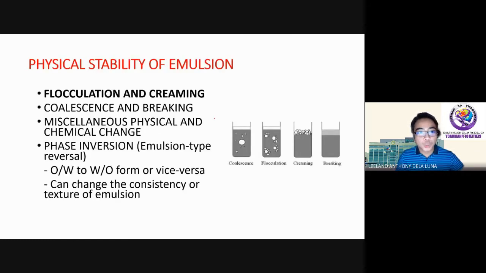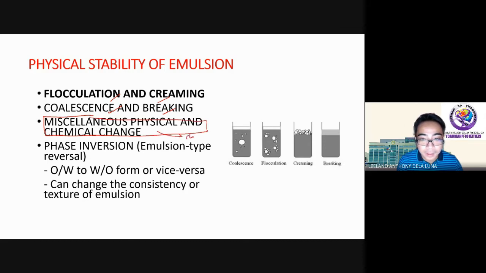Now, ano ba ang usual na physical problems na experience natin with emulsions? So basically, class, there are four types of problem na madalas natin makita sa isang emulsion. Okay, pwede nagkaroon ng flocculation. Okay, it started to flocculate. Started to cream. Nagki-creaming na yung emulsion natin. Okay, nagko-coalesce. Nagbe-break. Okay, miscellaneous physical and chemical change such as color change, halimbawa.